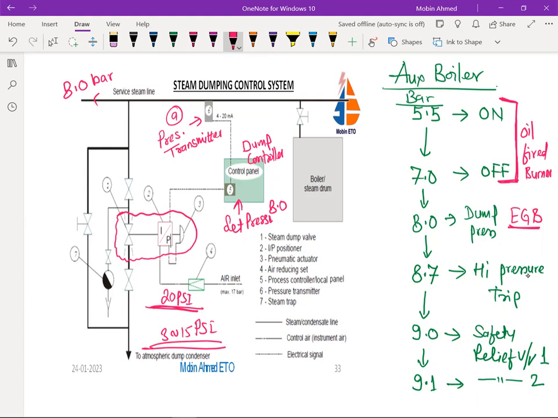3 to 15 psi, that will be given, and this steam valve is going to operate on that. Whatever current is going to come, that is the 4 to 20 milliampere. So this current will come, it will be changed to 3 to 15 psi, and this valve is going to open and close. So the steam is dumped down to this one, through the atmospheric condenser, it will go to the hot well.